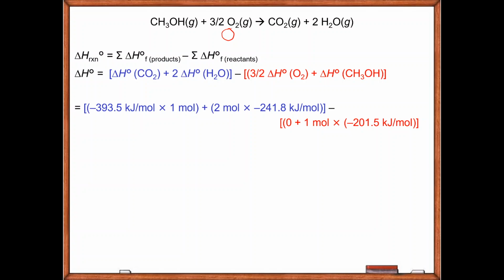Plus 1 mole times minus 201.5 kilojoules per mole. That's just my enthalpy for methanol. Okay, and now you want to total each side before you subtract them. Okay, so total each side.